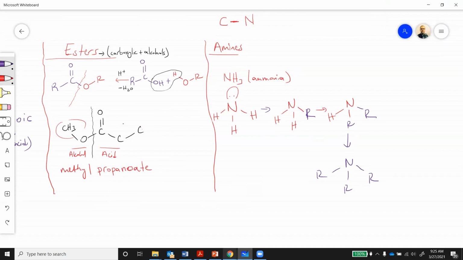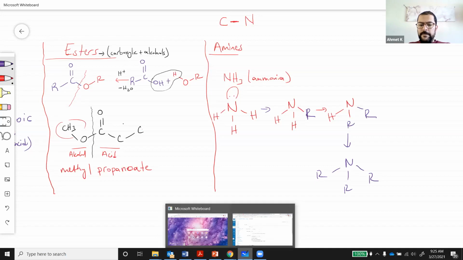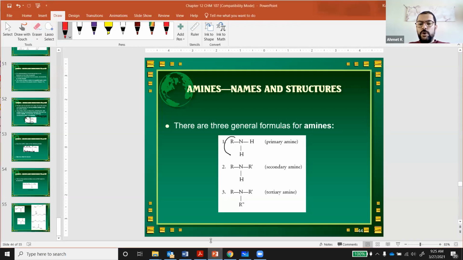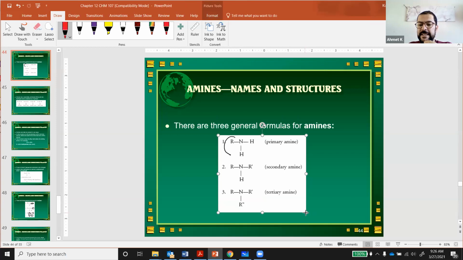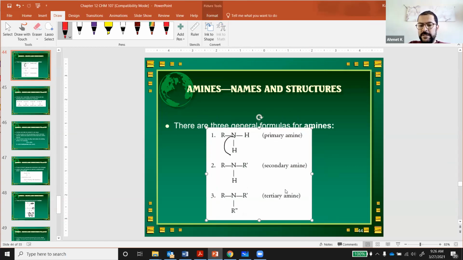And that has 3 groups in itself. Just like the alcohols, it's the same phenomenon. If you remember, I told you about the alcohols, we have primary, secondary, and tertiary. It's the same thing. If you look at this nitrogen, it's attached to one R group, one branch, then it's going to be a primary amine. If the nitrogen is attached to two R groups, then it's secondary. And if the nitrogen is branched to 3 R groups, then it's a tertiary amine.